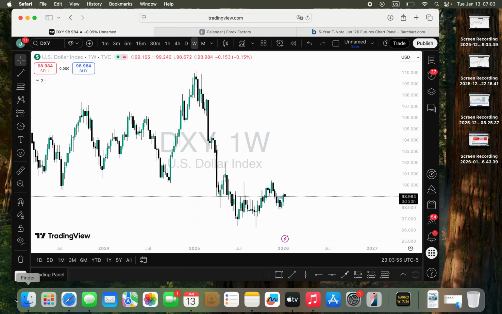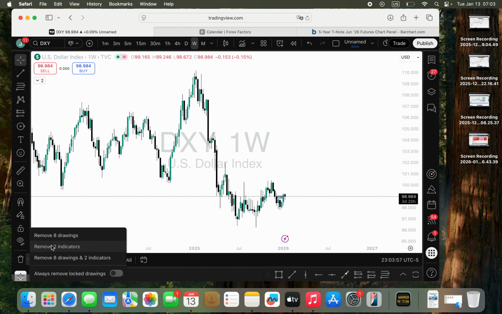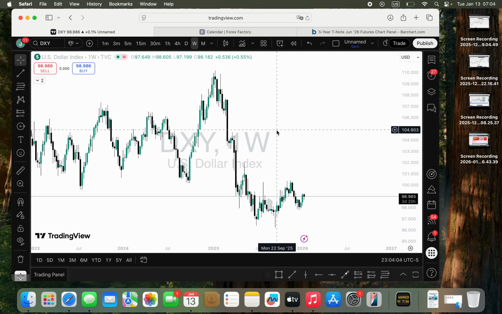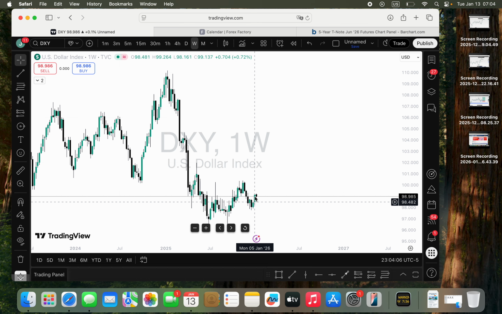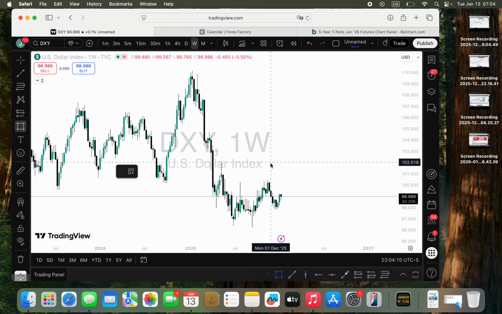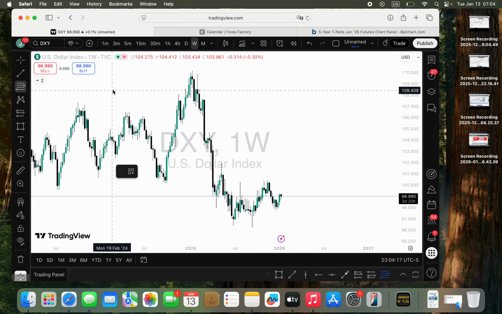This is what Trump drives. Right now we have more political news, and because of that we'll start by analyzing the dollar index. So we start by drawing. Before that, let's just use this.